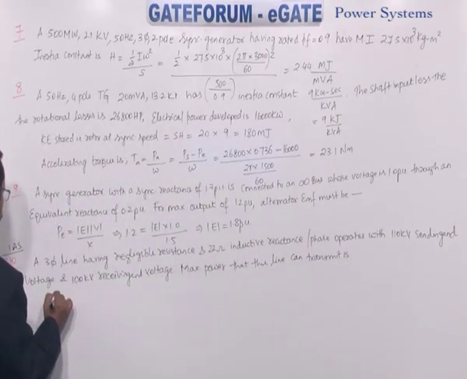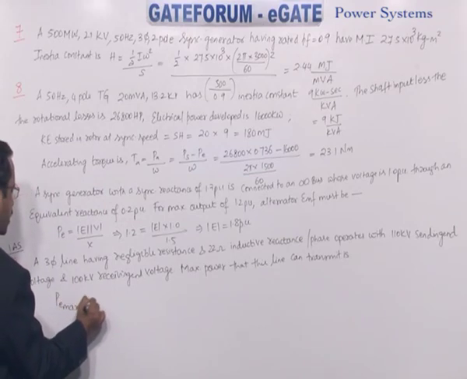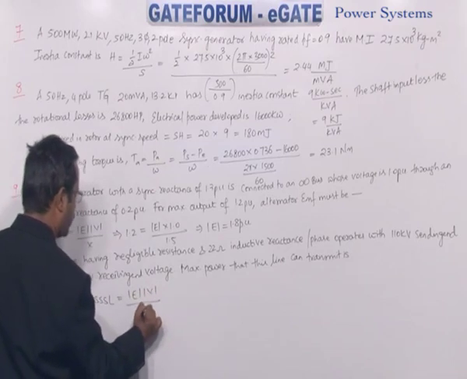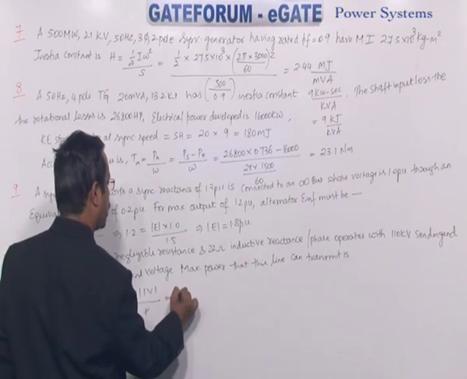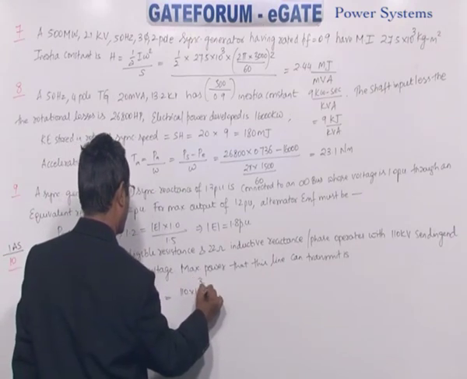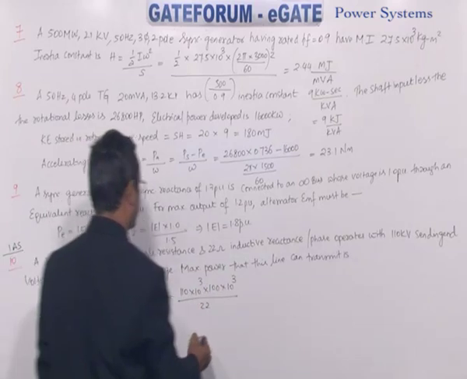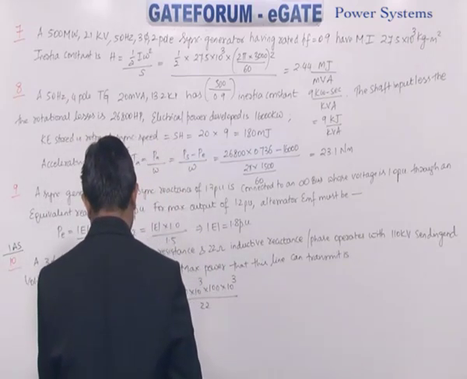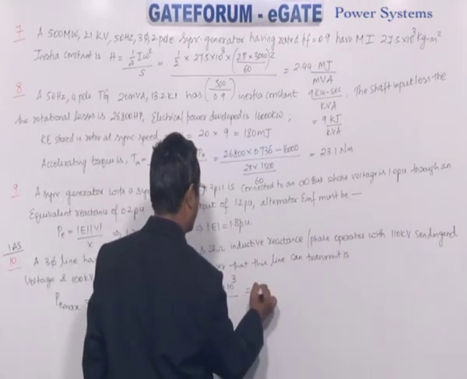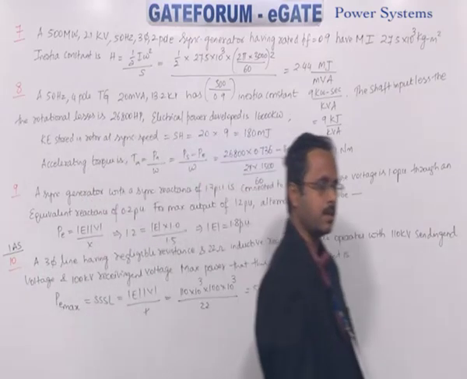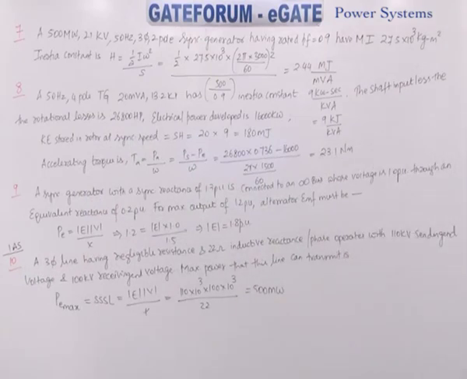So what is the formula for PE maximum? It is the steady state stability limit. The formula is EV by X. E is 110 kV, V is 100 kV, and X is 22 ohms. On simplifying this one, you get the answer as 500 megawatts.